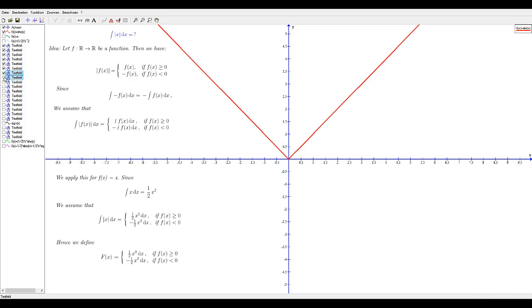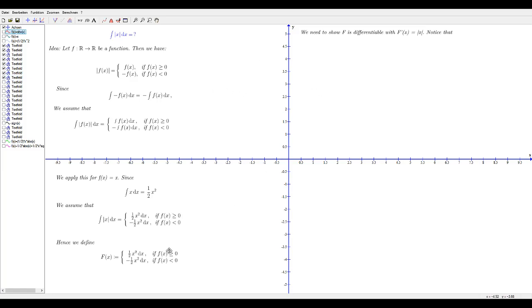And now we will continue up here, so we will now need to get rid of the graph for absolute value of x because it's getting in the way. And so what we have to do is we have to show that this capital F is differentiable and that its derivative is the absolute value of x, right? That's exactly what you have to do to show that something is the integral of something. And first we just note that we can write this right here more beautifully.